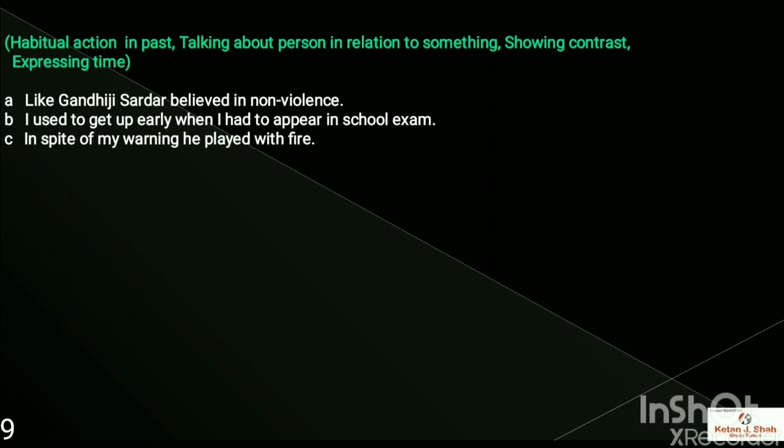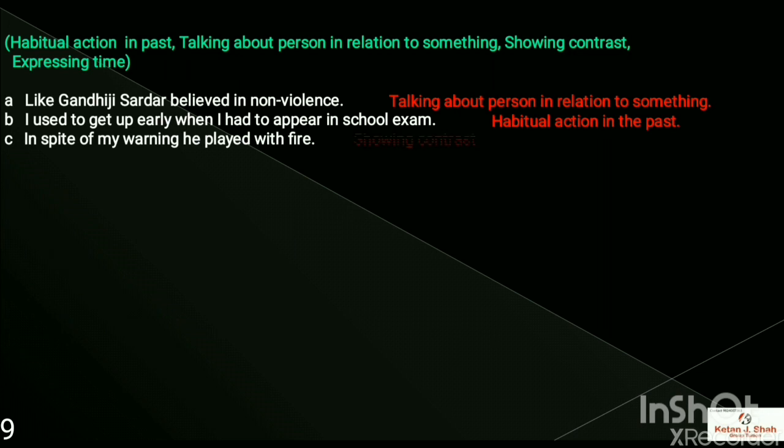Now, like Gandhiji, Sardar believed in non-violence. So, it is talking about person in relation to something. Sardar Patel and Gandhiji are related with non-violence here, so the function talking about person in relation to something is used in this sentence. I used to get up early when I had to appear in school exams. It is a habitual action in past, as it was an action which he was doing when the school exams were there. In spite of my warning, he played with fire. This shows contrast.